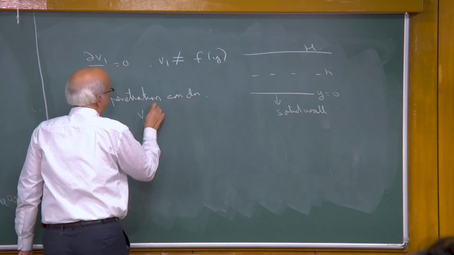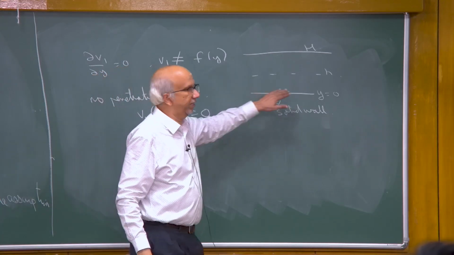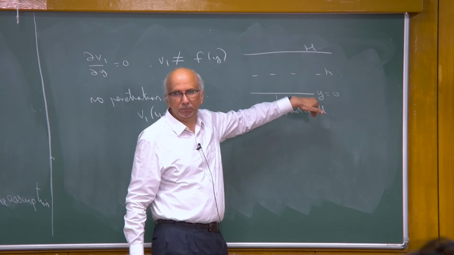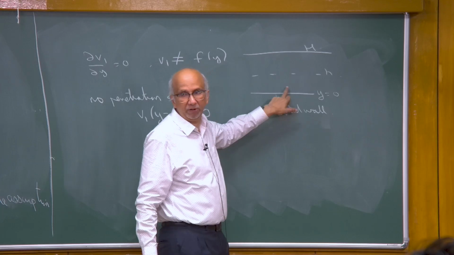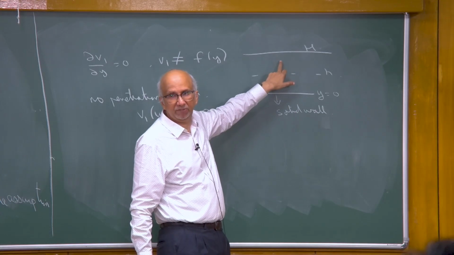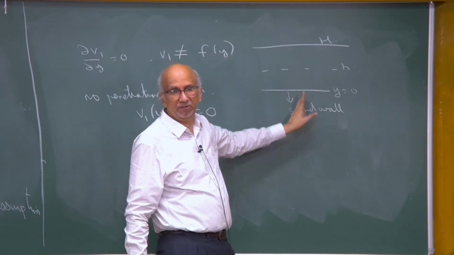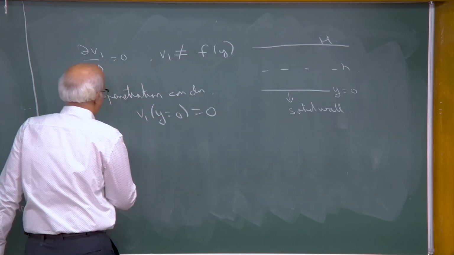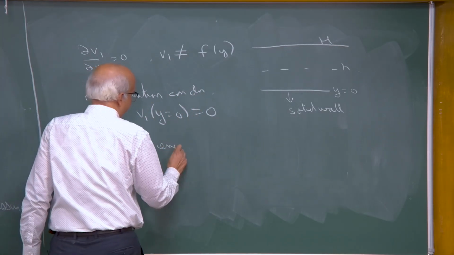So, V1 at y equal to 0 is 0. Everywhere here, because the liquid cannot penetrate, the vertical component of velocity V1 is 0. V1 is 0 at this particular y, V1 does not change in the y direction, and therefore, I conclude that V1 does not change, V1 is 0 everywhere.